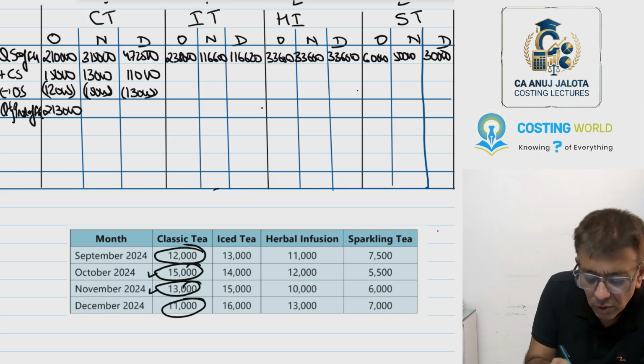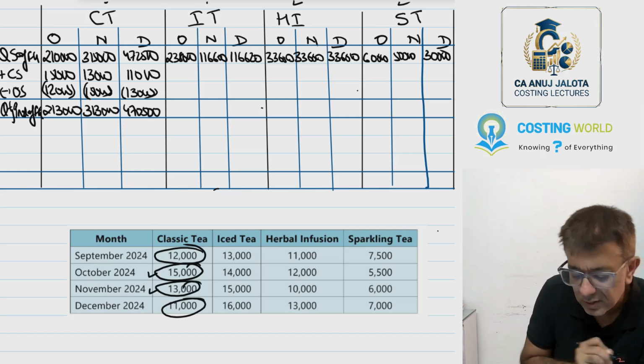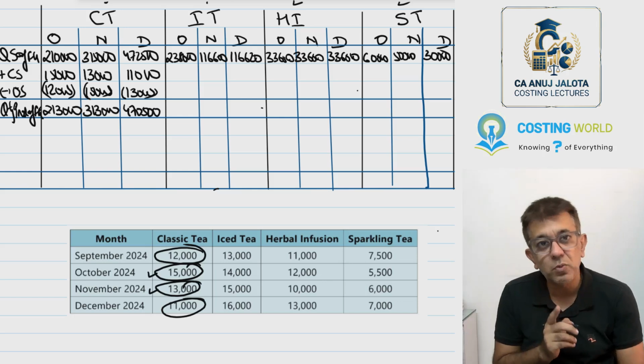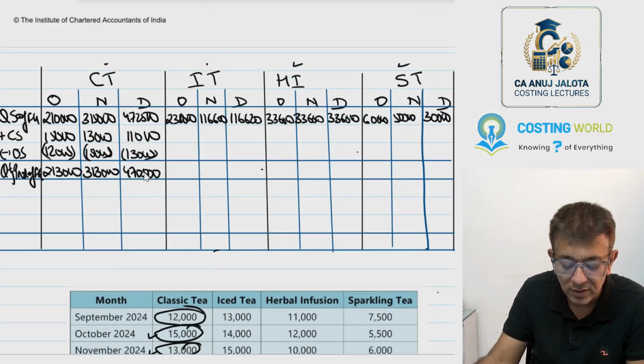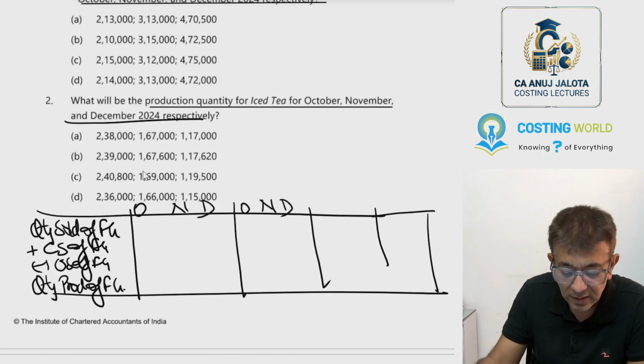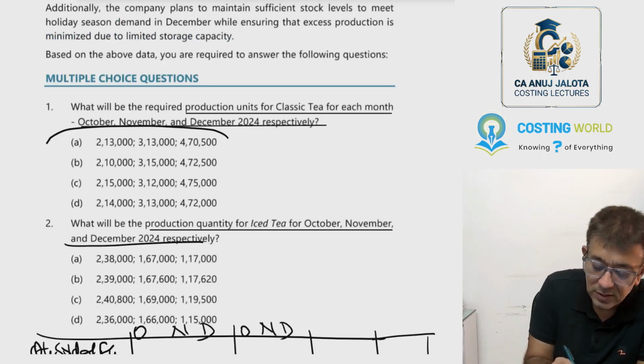So therefore, 2,13,000, 3,13,000 and 470,500. This will be the quantity produced of classic tea. This should be your answer. 2,13,000, 3,13,000, 470,500. Is there an answer like this? I guess this is your answer.